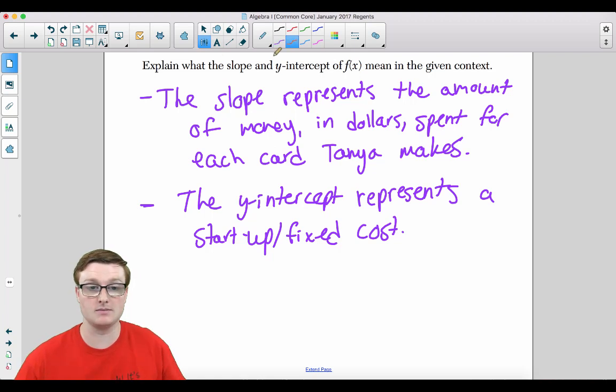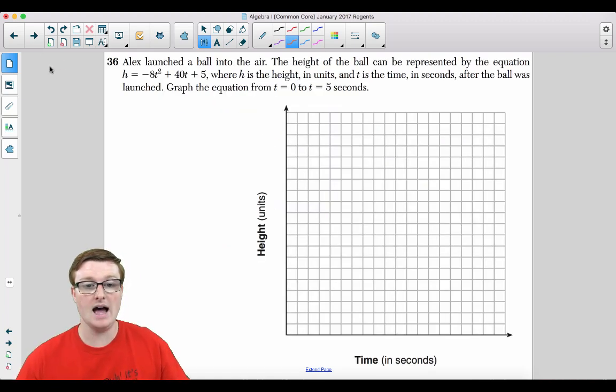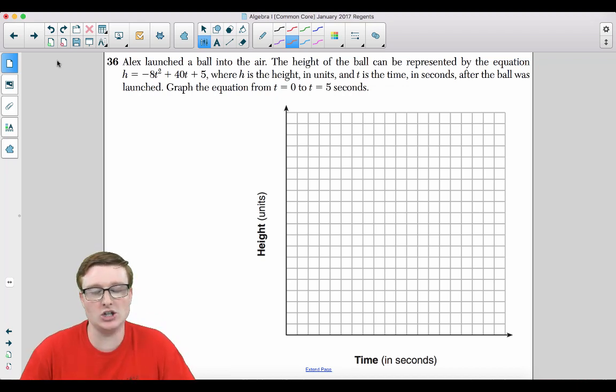All right, moving on. 36. Alex launched a ball into the air. The height of the ball can be represented by the equation h equals negative 8t squared plus 40t plus 5, where h is the height in units and t is the time in seconds after the ball was launched. Graph the equation from t equals 0 to t equals 5.